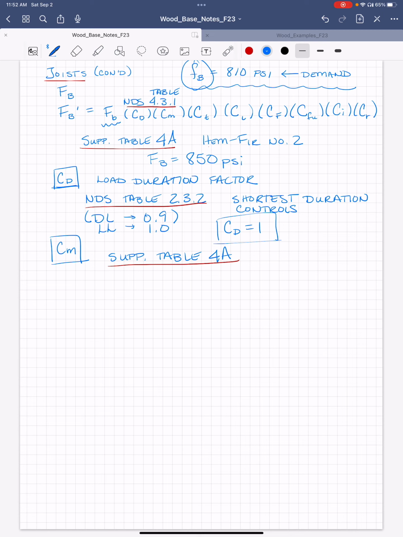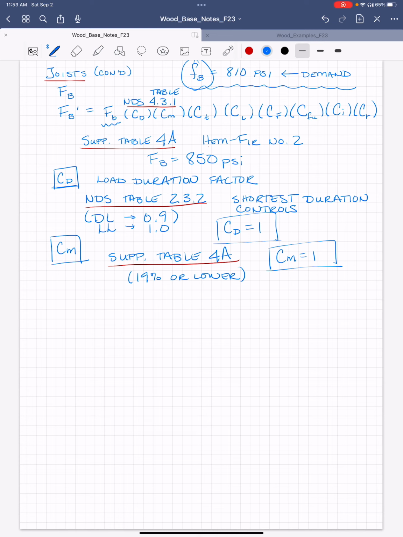And in here, C sub M, if you go to that page, pause the video if you need to, wet service factors. Where dimension lumber is used when moisture conditions will exceed 19% for an extended period of time. We are assuming in this one that we're at 19% or below. So in this case, we assume C sub M is equal to 1, because those factors only have to be changed from 1 if that's the case. 19% or lower. All right, so go take a look at that table.